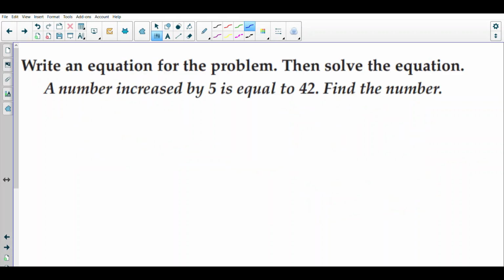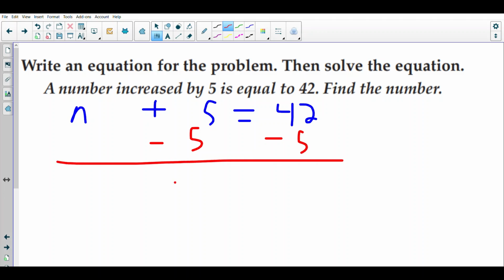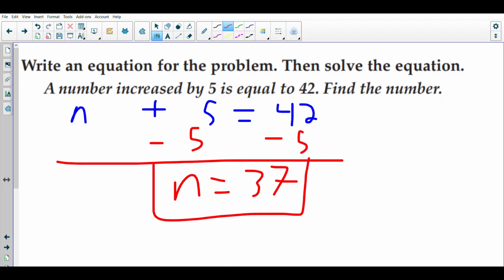Now write an equation for the problem, then solve the equation. We're looking at what we did in the last section. A number, I'm going to say n, increased by 5 is equal to 42. Now we've translated, now we solve. How do we undo a plus 5? We have to subtract 5, and what we do to one side, we do to the other. So we get n is equal to 37.